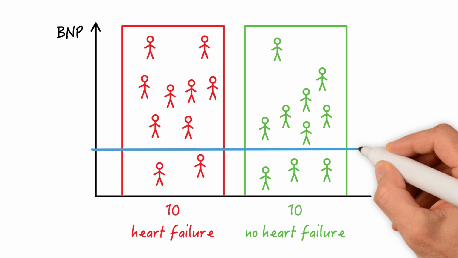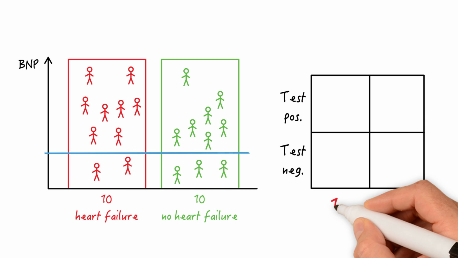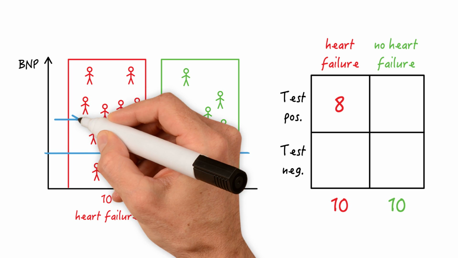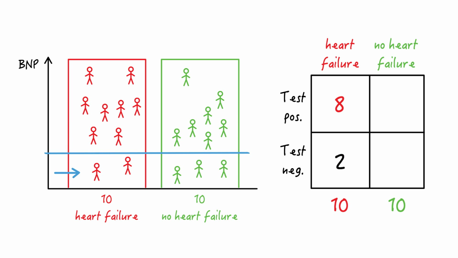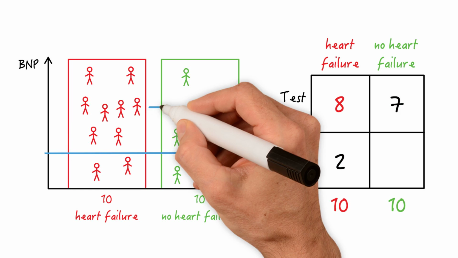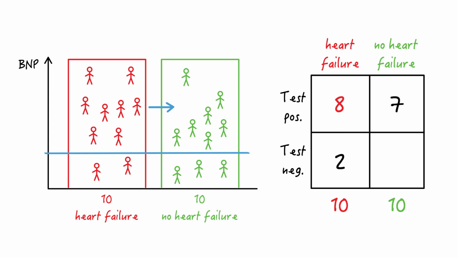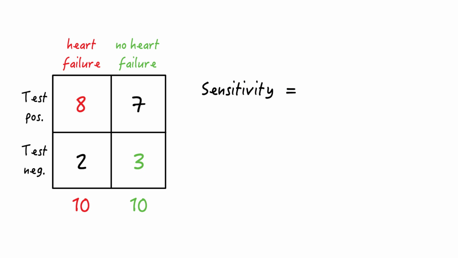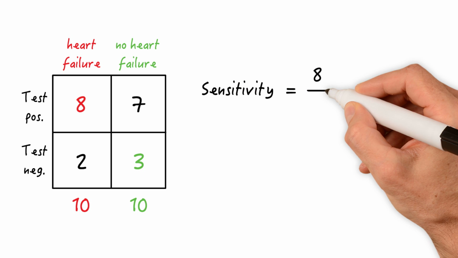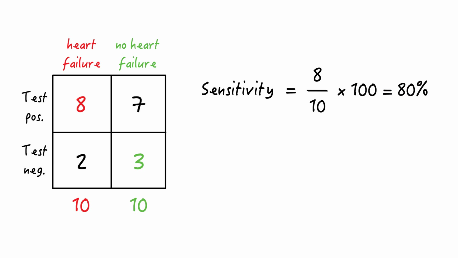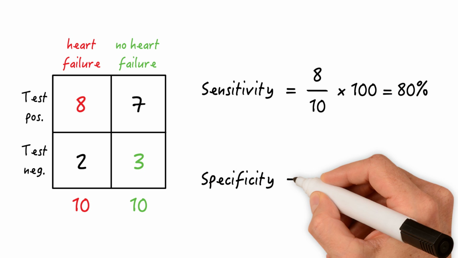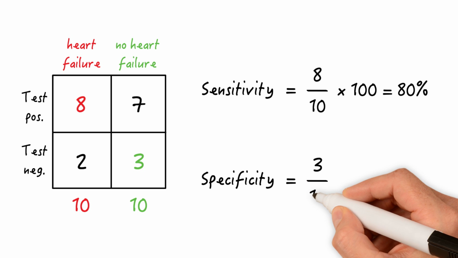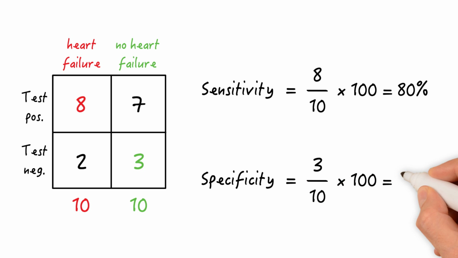So if we set our threshold at a lower level, we'd correctly classify 8 out of the 10 diseased. 2 would be falsely classified as healthy. However, 7 out of the 10 healthy controls would be falsely classified as diseased, whereas 3 would be correctly classified as non-diseased. What are the sensitivity and specificity? The sensitivity would be calculated as 8 true positives divided by all diseased folks, or 80%. And the specificity would be calculated as 3 true negatives divided by all non-diseased individuals, or 30%.